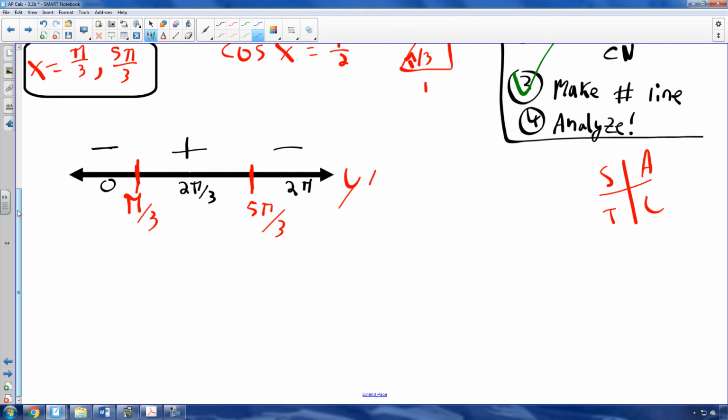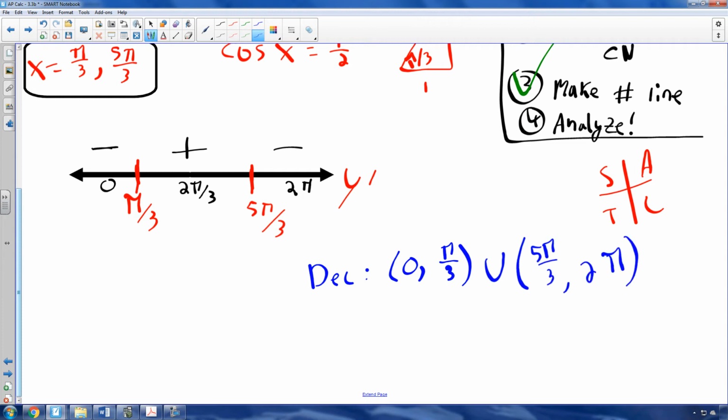Basically, from 0 until pi over 3, we're decreasing. And we're also decreasing from 5 pi over 3 until 2 pi. Remember that we're just going until 2 pi. We're increasing from pi over 3 until 5 pi over 3.